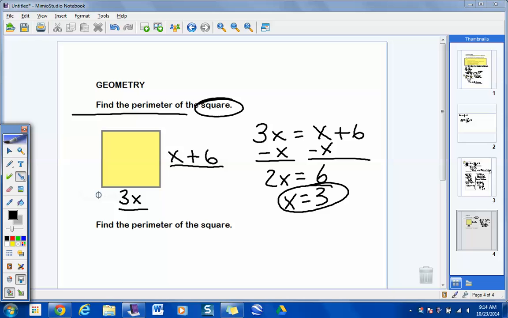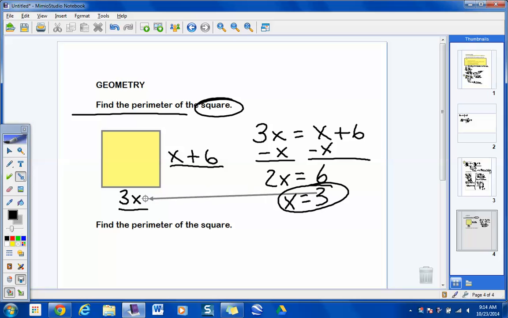Doesn't this length down here say it's 3 times x? So what could I plug in for x right over here? What did we solve for x? What is our x value? We got a 3, didn't we? Couldn't I plug 3 in there? Couldn't I also plug a 3 in here as well? Real quickly, do you guys agree that the length of this side is 3 plus 6 now?